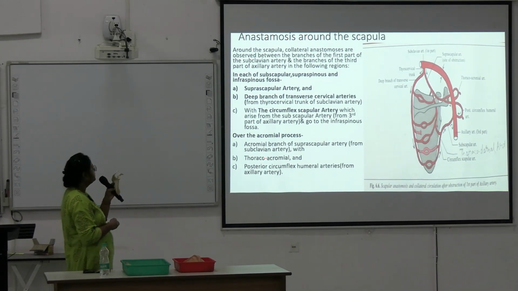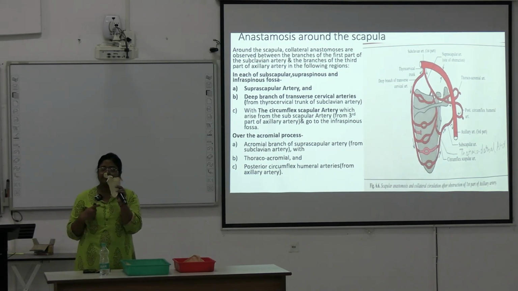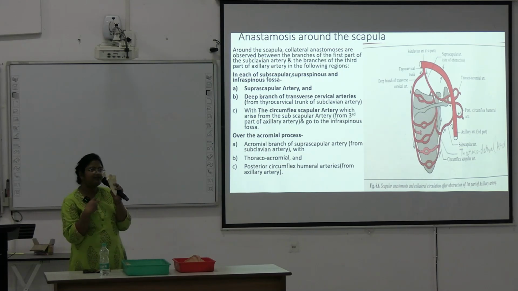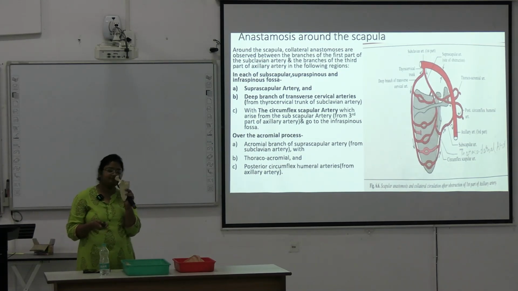Okay. So this anastomosis is important for your theory. It generally comes as a short note. Rest of the parts we have discussed previously are important for your viva.